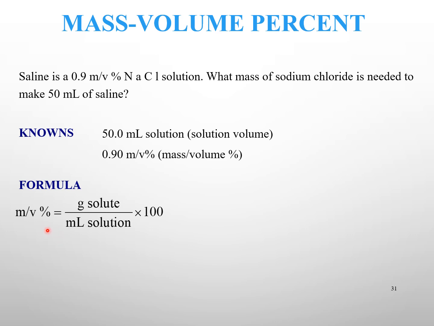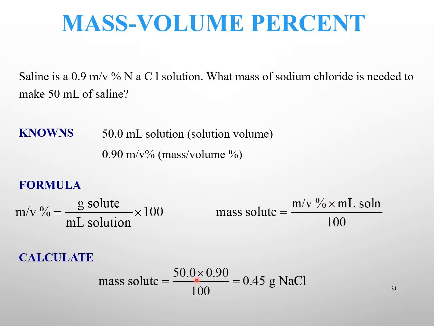So you have mass volume here, grams per milliliter, so grams of solute per milliliters of solution, and we know we have 50 mils of solution, and we know this is also 0.9 here. We can rearrange the formula to get mass of solute, which is grams of solute, equals the mass volume percent times milliliters of solution divided by 100. Plugging in 50 mils of solution times 0.9 mass volume percent divided by 100, you get 0.45 grams NaCl.